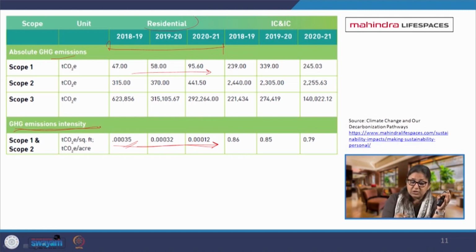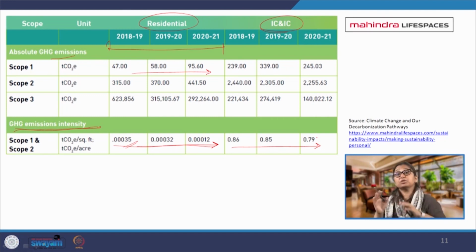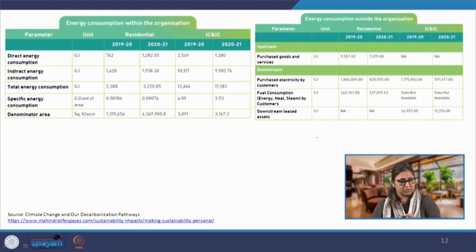This is for residential buildings, and then if we look at the commercial and industrial buildings, again we see that the intensity is coming down, slightly lesser in commercial spaces as compared to residential, and the commercial spaces are also having a higher emission intensity. So, residences, as we can clearly understand, the emission intensity is significantly lower and it is higher in commercial spaces.